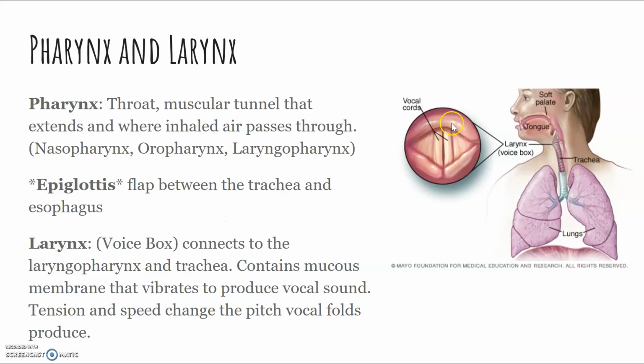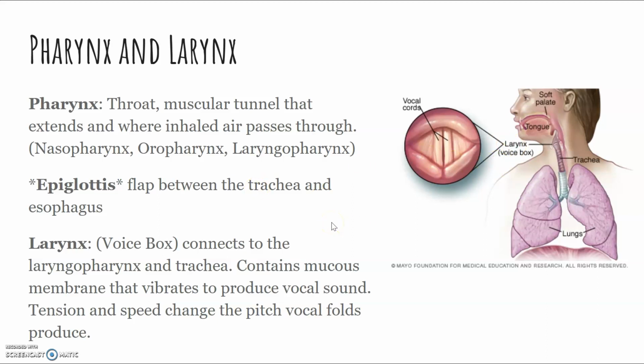This is kind of what the voice box looks like in this picture here, which is cool. These are the vocal cords that open and shut with vibrations, which is what helps you to speak and make noise. And then we have the epiglottis there as well. The epiglottis is going to be about right here, making sure that the flap between the trachea and esophagus goes back and forth so that you don't have water going down your trachea.